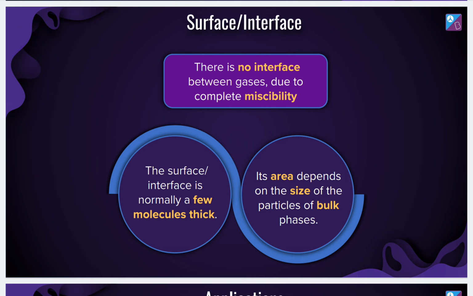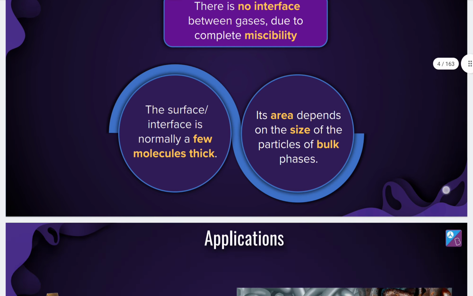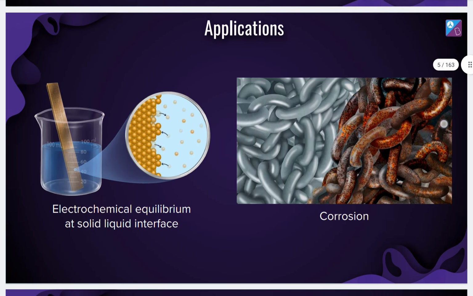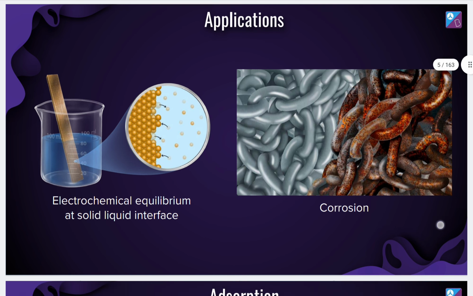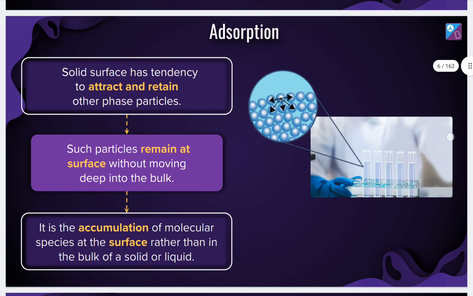The surface or interface is normally a few molecules thick. Its area depends on the size of the particles of the bulk phase. After that we have applications, such as electrochemical equilibrium at a solid-liquid interface. Corrosion is an example that everybody can understand.